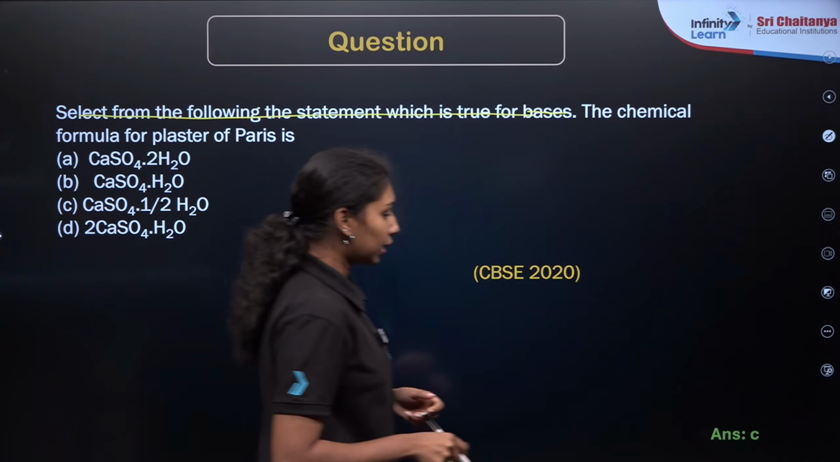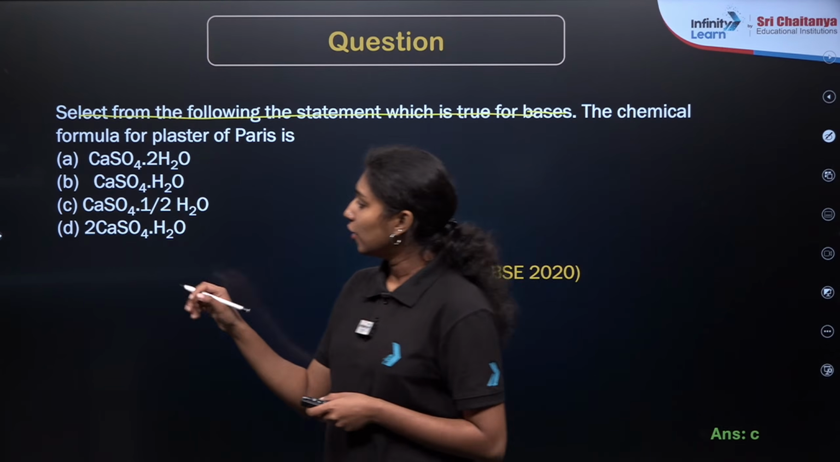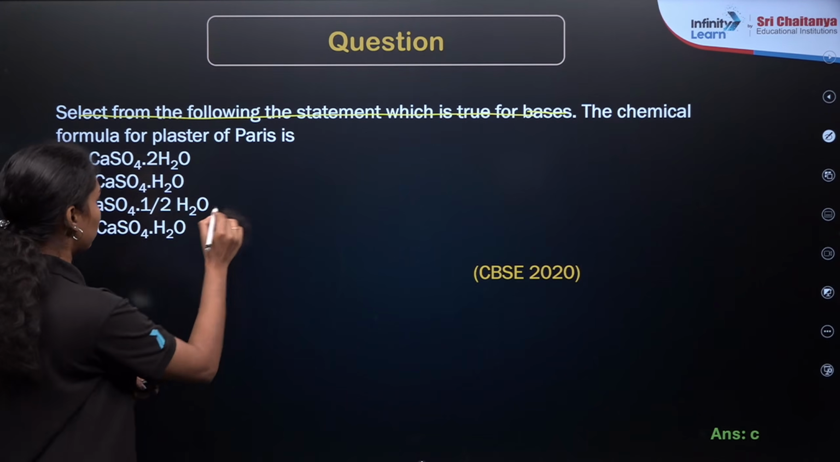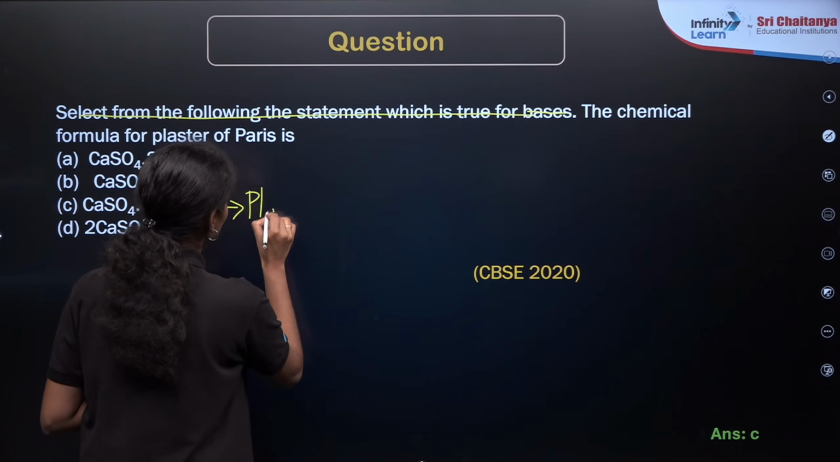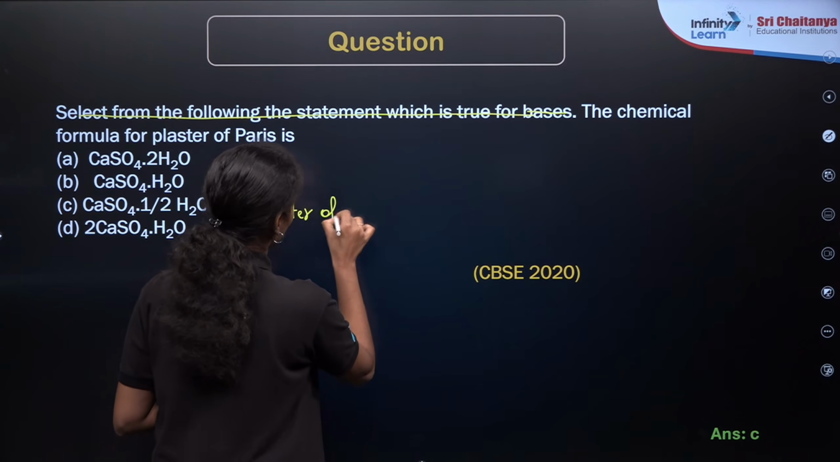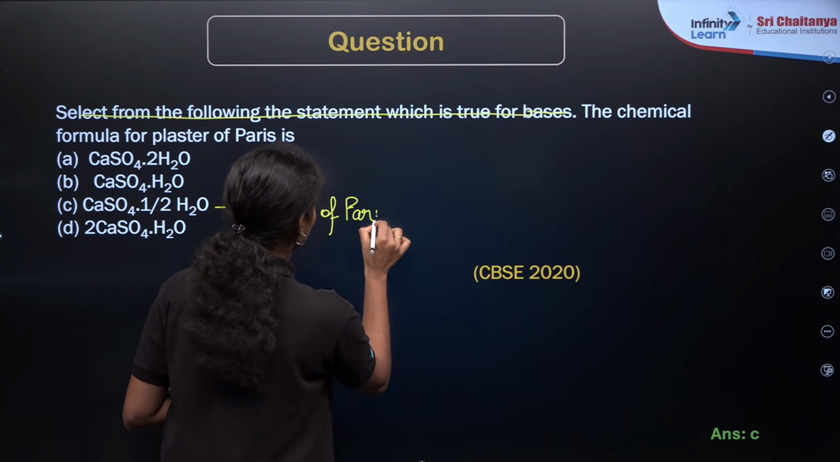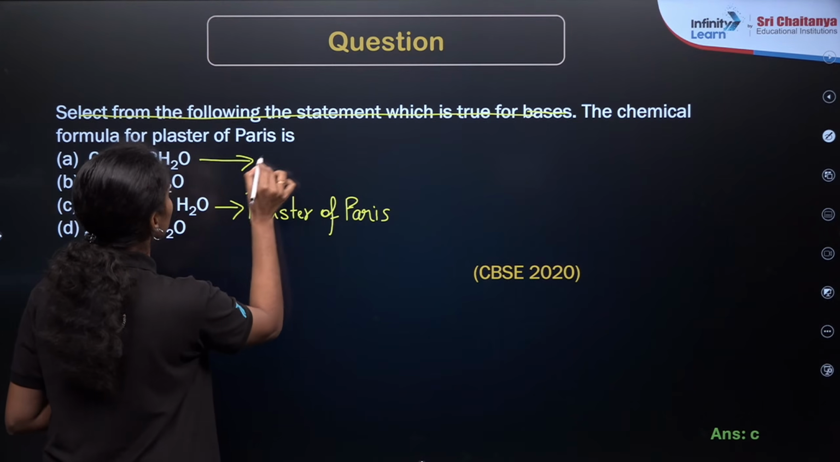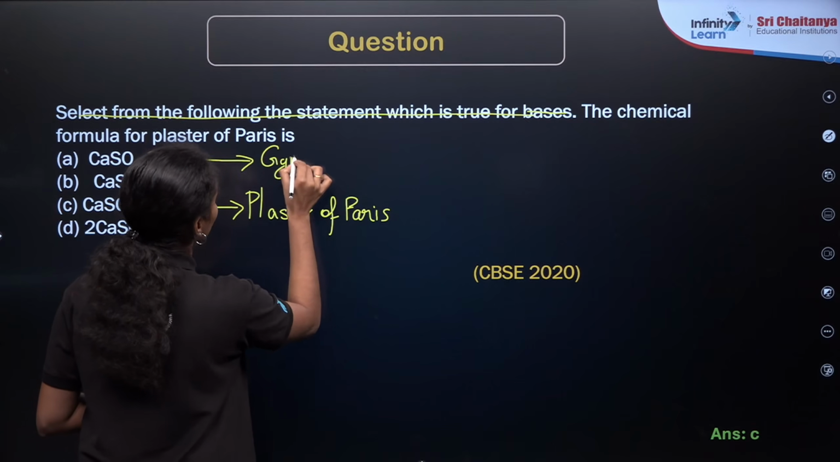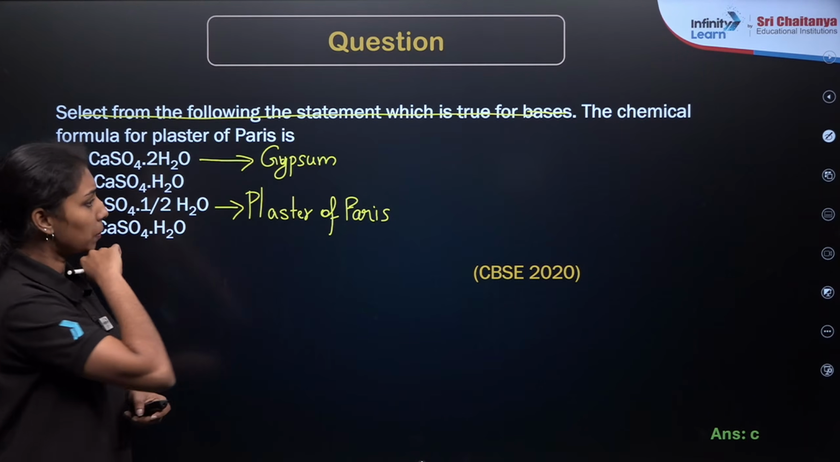Yes, option C is the correct answer: CaSO4.½H2O. This is our plaster of Paris. It is used by orthopedic doctors: if you have any bone fractures, plaster of Paris is used over there. And this one is our gypsum. Gypsum is used in the hardening of substances, especially in cement work.